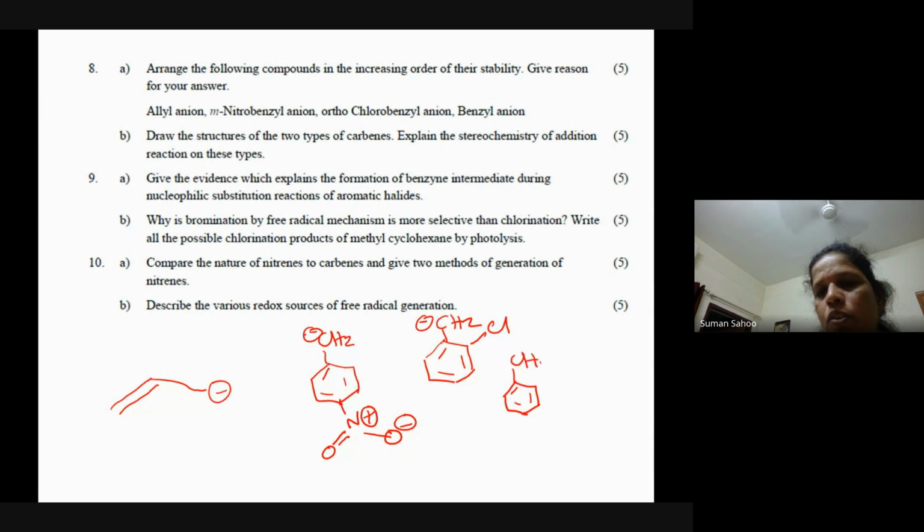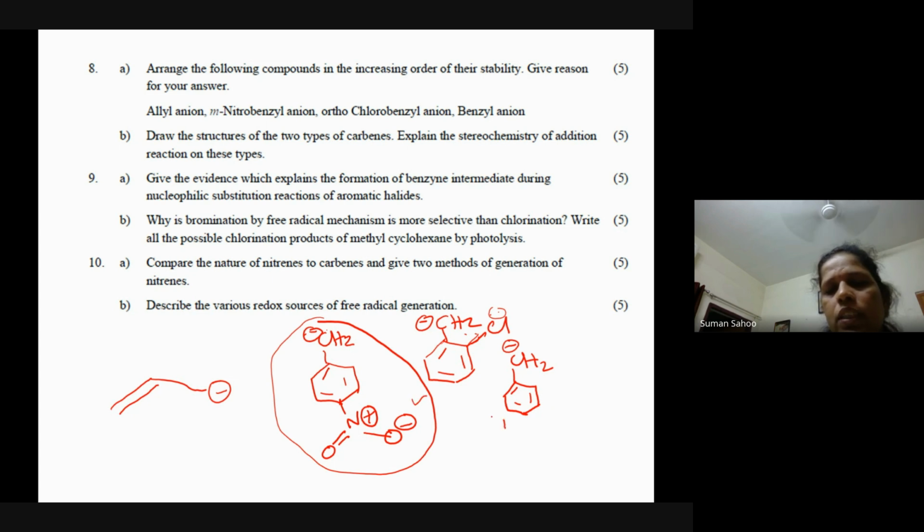So you have to see which one is more stable. This one is the most stable anion because again you have an electron withdrawing group present, and this one would be a bit less stable because you have an electron donating group here. So this one would be first, second, third, and this may be fourth.